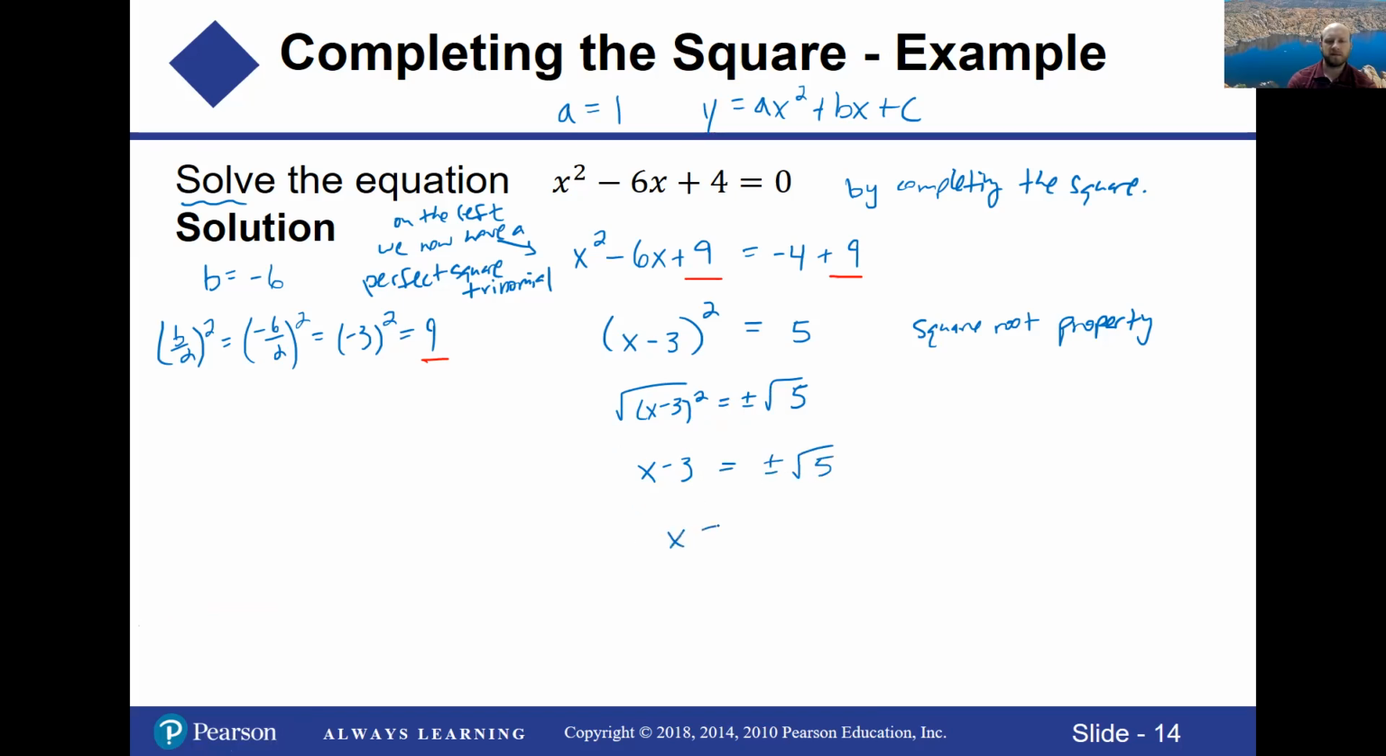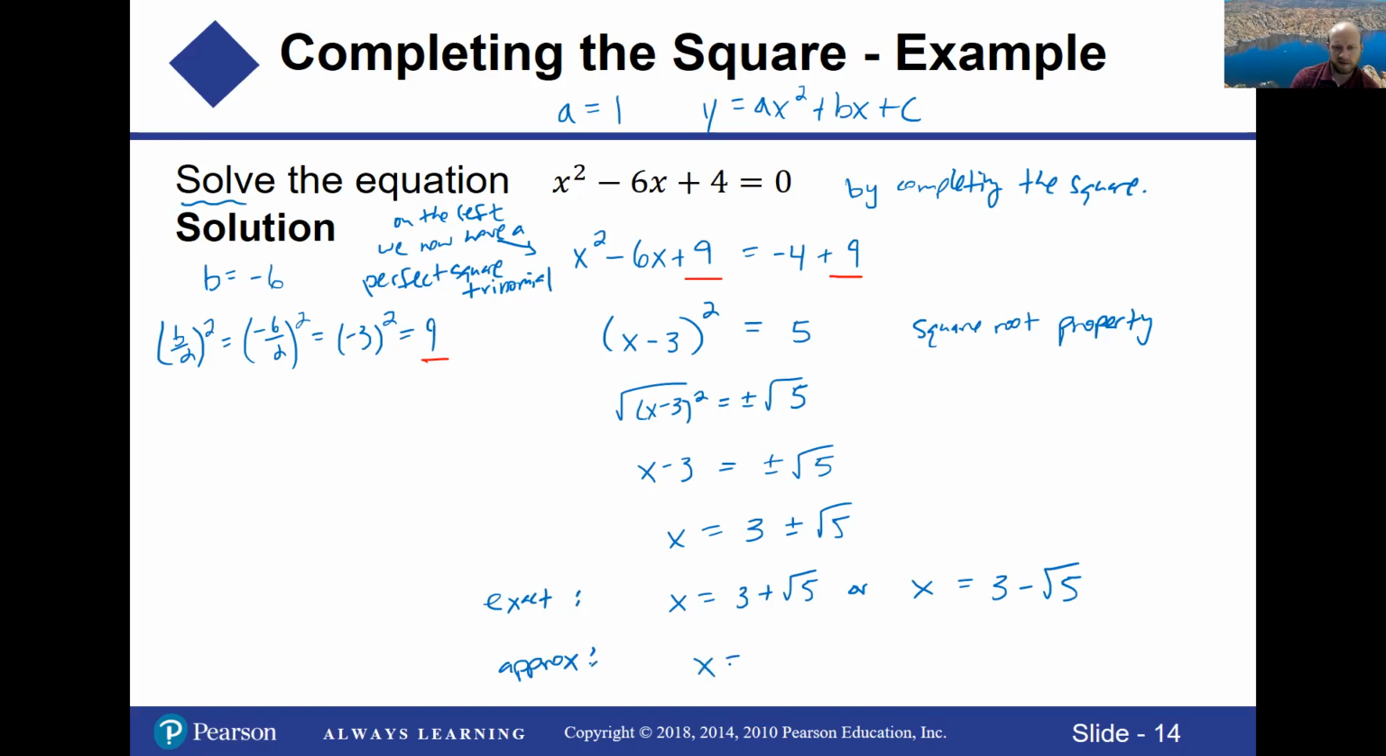Now I add the 3. And I always put that in front of this. So it's 3 plus or minus the square root of 5. So then again, one solution is x equals 3 plus the square root of 5, or the other is x equals 3 minus the square root of 5. And you could take those and figure them out on your calculator. This is the exact answer, and this is the approximate answer when you do it on your calculator.